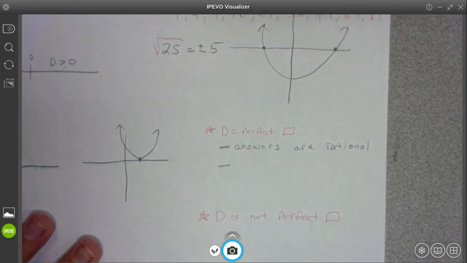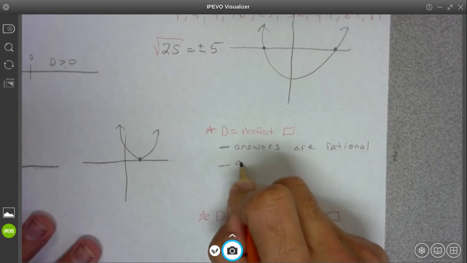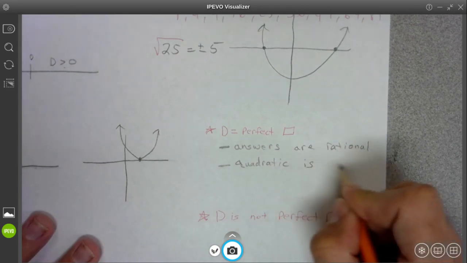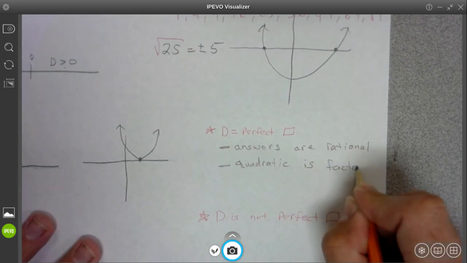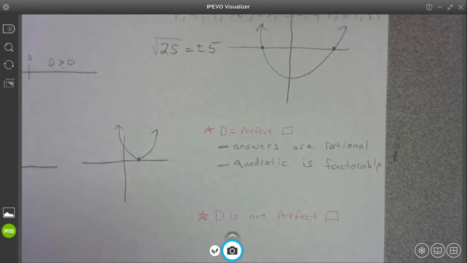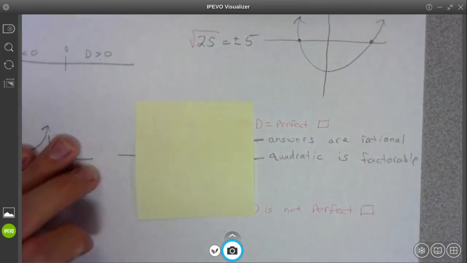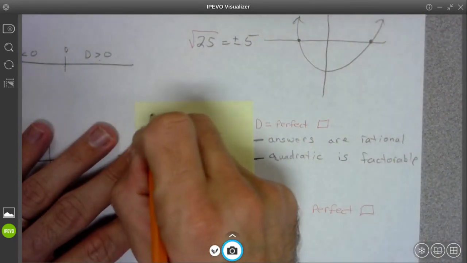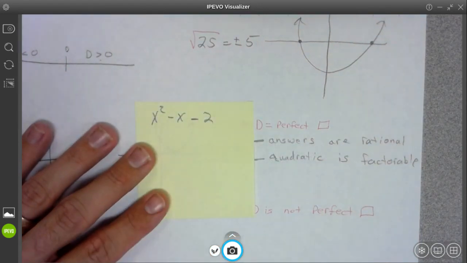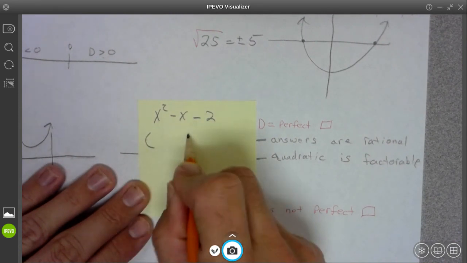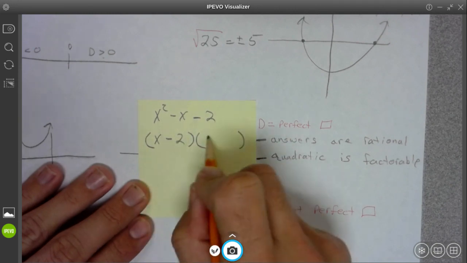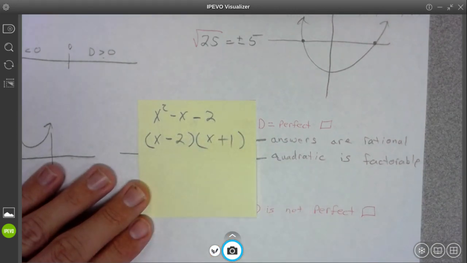It also means that the original quadratic, whatever equation you were dealing with, is factorable. All right, and that's a special property in and of itself. Being factorable is kind of nice. So let's say you were dealing with x squared minus x minus 2. This will break down into factors. It would be x minus 2 and x plus 1.